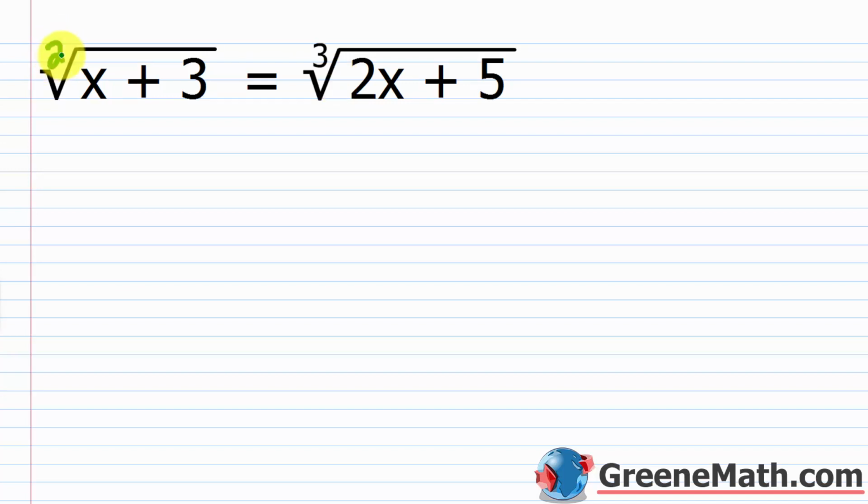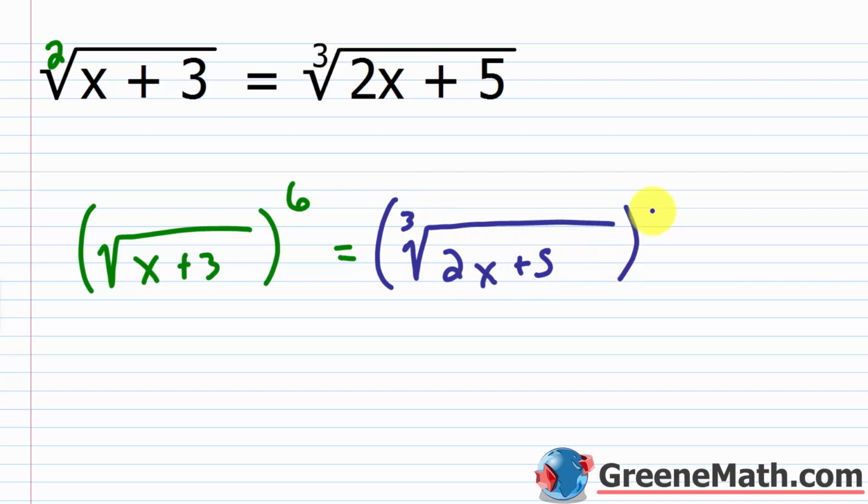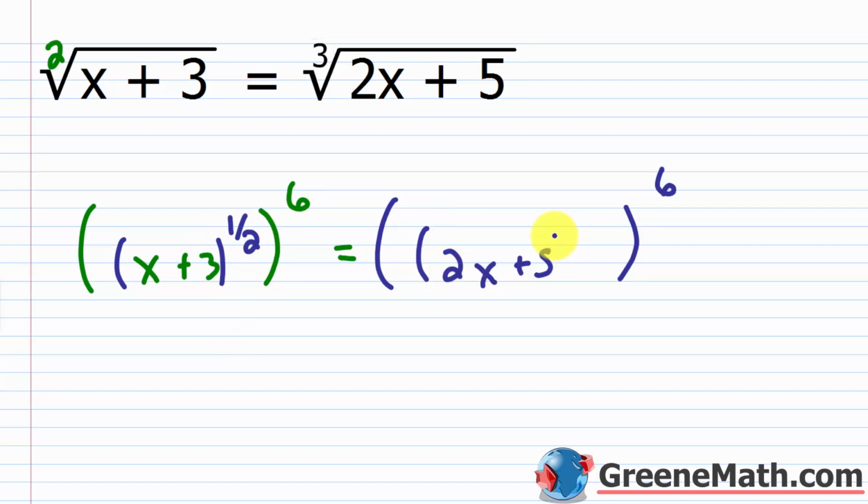So since this index is a 2 and this one's a 3, I need to raise both sides to the 6th power, okay? So I would say this is the square root of x plus 3. I'm going to raise this to the 6th power. And this over here is the cube root of 2x plus 5. I'm going to raise this to the 6th power. Now, if it's easier for you to conceptualize this with exponents, that's fine. You could write this as x plus 3 to the 1/2 power, and then raise that to the 6th power. And you can write this as 2x plus 5 to the 1/3 power, and then raise that to the 6th power. Perfectly fine. It doesn't matter which way you do it.